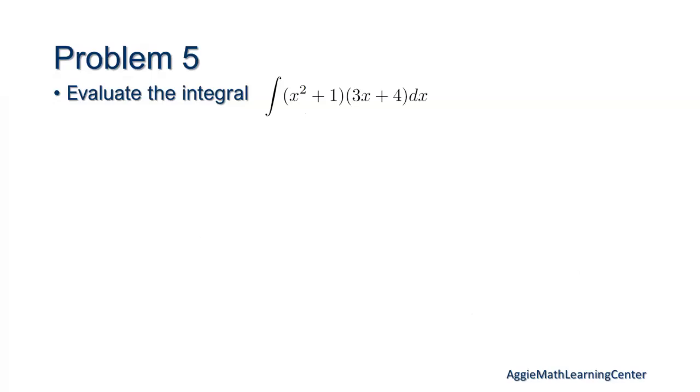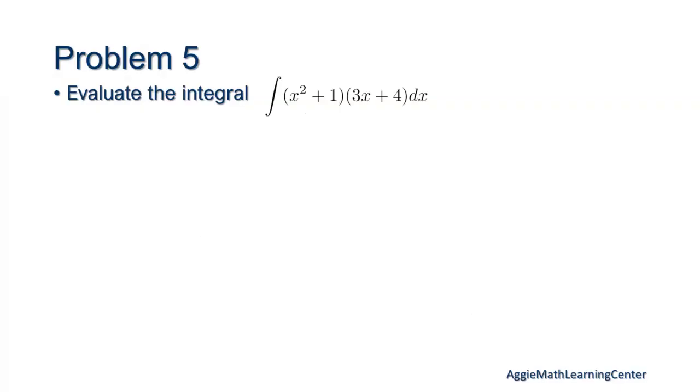Okay, so evaluate the integral of x squared plus 1 multiplied by 3x plus 4. Do you guys think of any possible way that we could do this without simplifying? At least at this point, no. So we're going to simplify the expression.